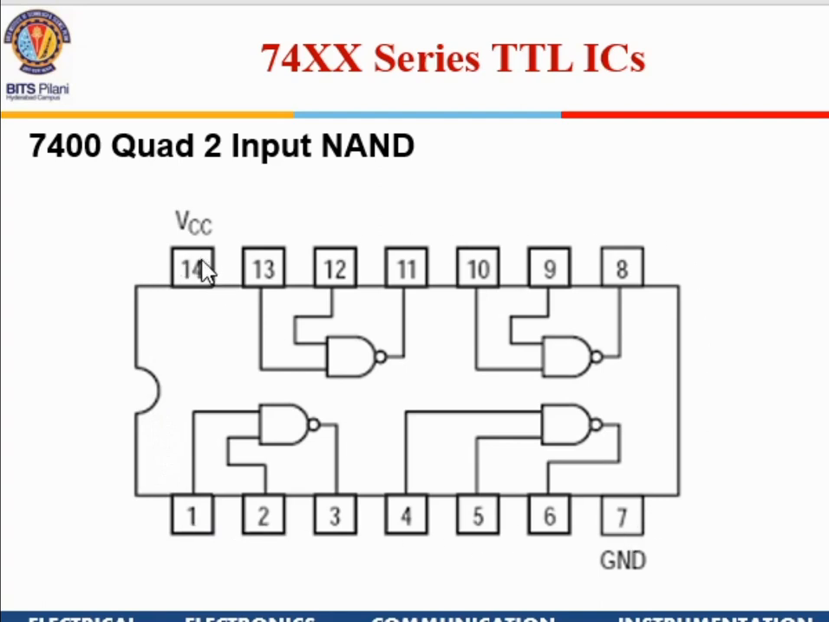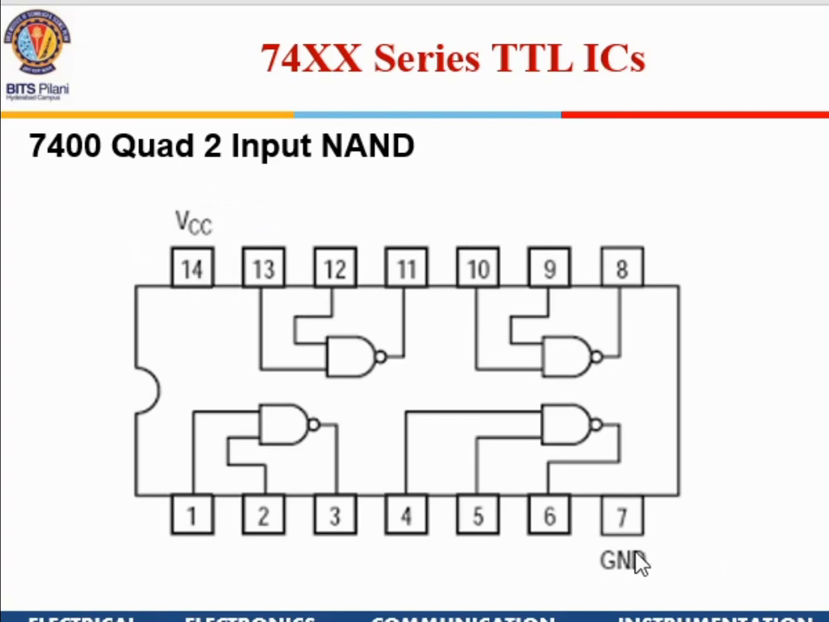Every IC will require a VCC and ground. For TTL logic, the VCC is plus 5 volt, corresponding to logic 1, and ground is 0 volt. This is specific to TTL gates. So in our experiment, for all logic 1, we are going to give 5 volt, and for logic 0 we are going to give 0 volt.